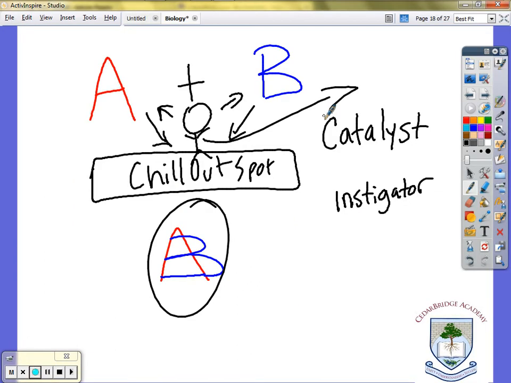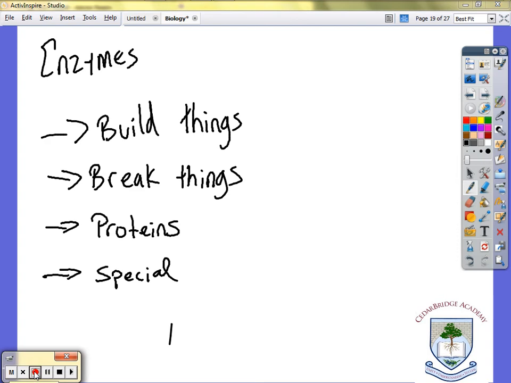Now in biology, we make the substances needed to speed up these reactions, and we call these substances enzymes. So a few rules that I have for enzymes to remember. Enzymes build things, enzymes break things. They are proteins, which means that they have to follow all the rules of proteins. They can be digested. And they're special, meaning that one enzyme does one job and another enzyme does another job. Enzyme A does not do the job of enzyme C. These are pretty basic, but they're four simple rules about enzymes.